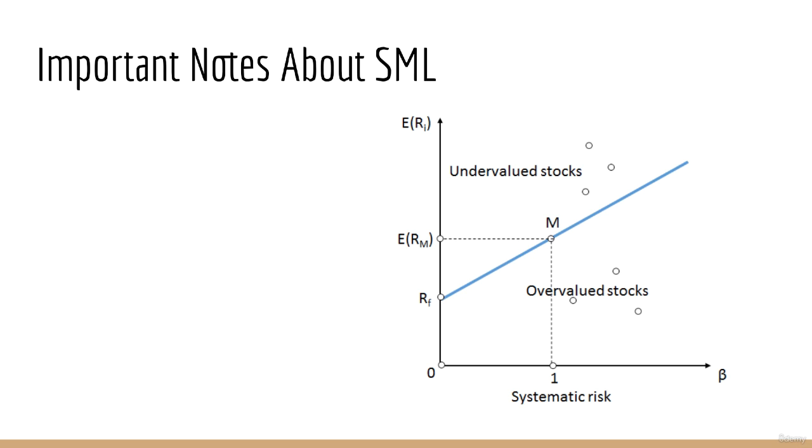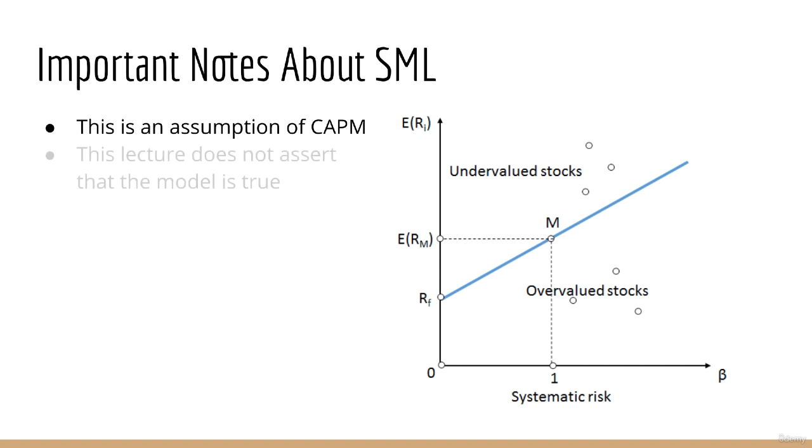So the CAPM says that all assets should fall on the security market line. But let's be clear that this is an assumption of the capital asset pricing model. This is part of the model, but this lecture is not an assertion that the model is true. Only if you believe the model is correct would you believe that this is true.